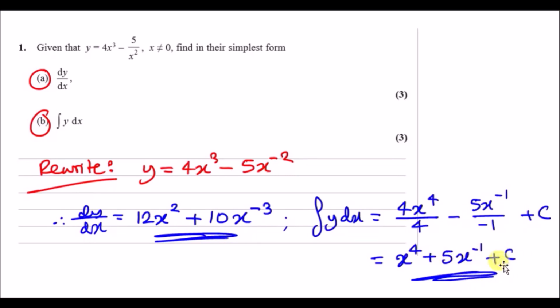And that's it. You don't have to write it into its original form. You can leave it all in power form. And that's it. Let's go to number 2 now.